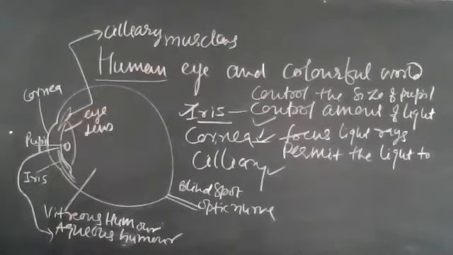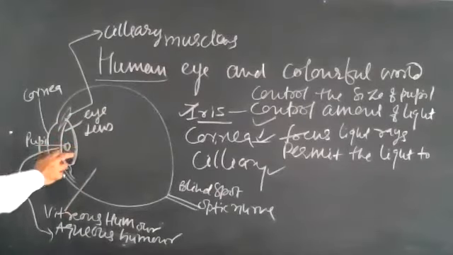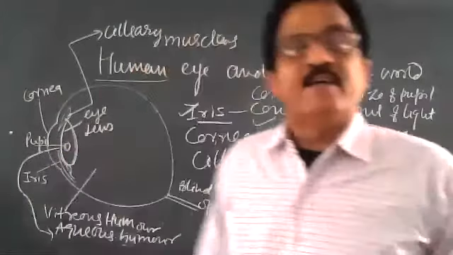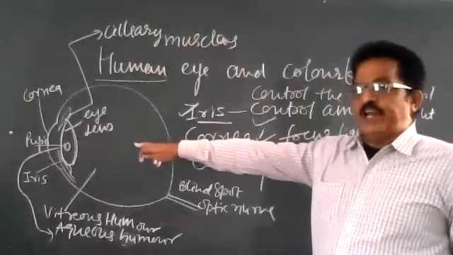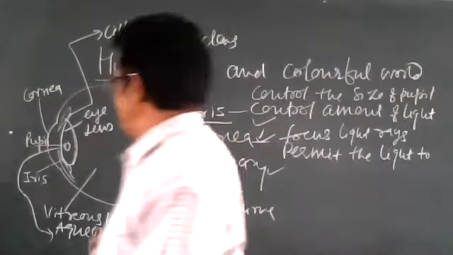Then, what is the role of the crystalline lens? The crystalline lens converges light rays onto the retina. What is the role of this lens? It converges light rays onto the retina.